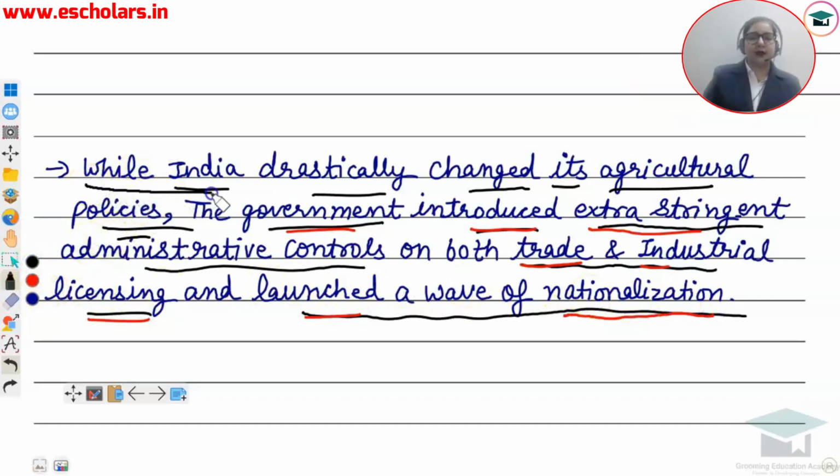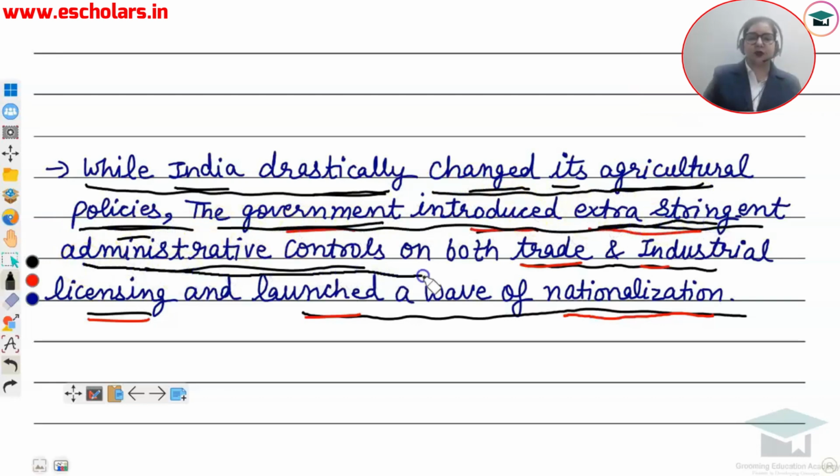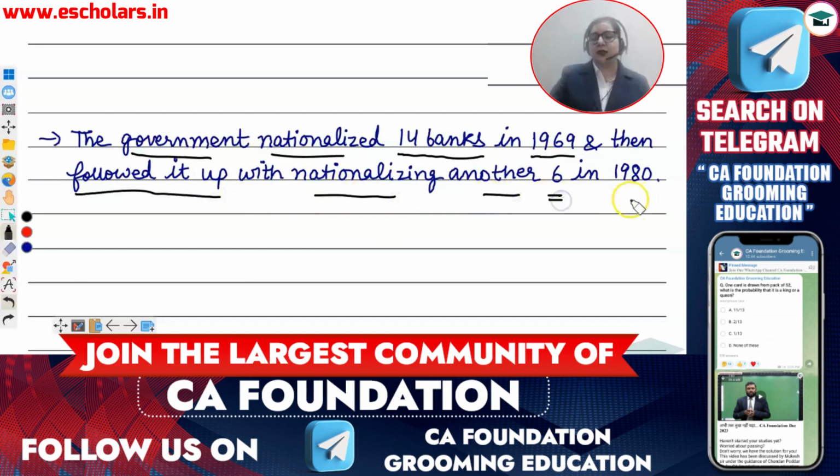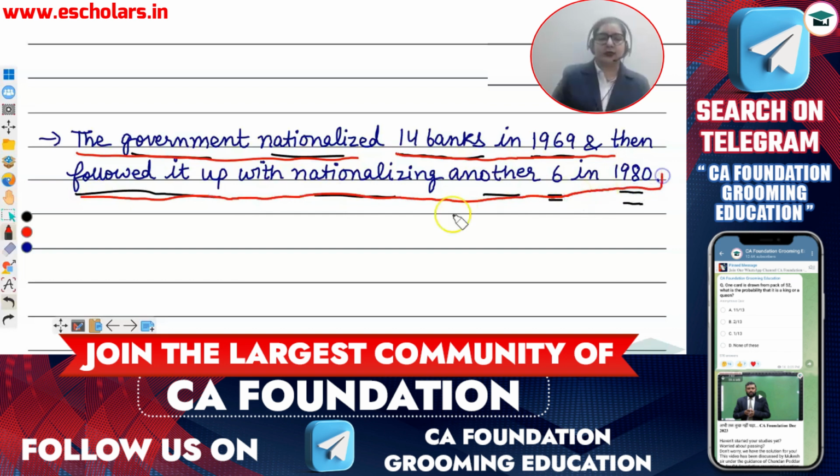So let's recall it till now. While India drastically changed its agricultural policies, the government introduced extra stringent administrative controls on both trade and industrial licensing, and launched a wave of nationalization. The government basically nationalized 14 commercial banks in the year 1969 and followed it up with nationalizing another 6 in the year 1980. Okay, so let's have a look. The government nationalized 14 banks in 1969 and then followed it up with nationalizing another 6 in 1980.